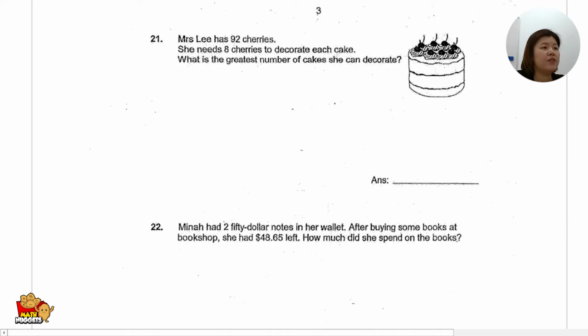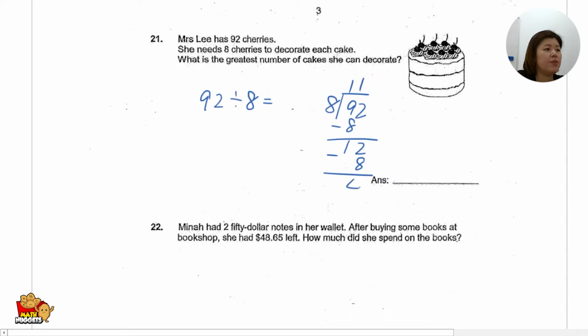Okay, let's move on. There's a cake with 92 cherries. So she wants to have one cake with 8 cherries. So she got 92. How many cakes can she decorate? So 92 divided by 8. 1 minus 8. Remainder 4. The most that she can do is 11 cakes, remainder 4 cherries.